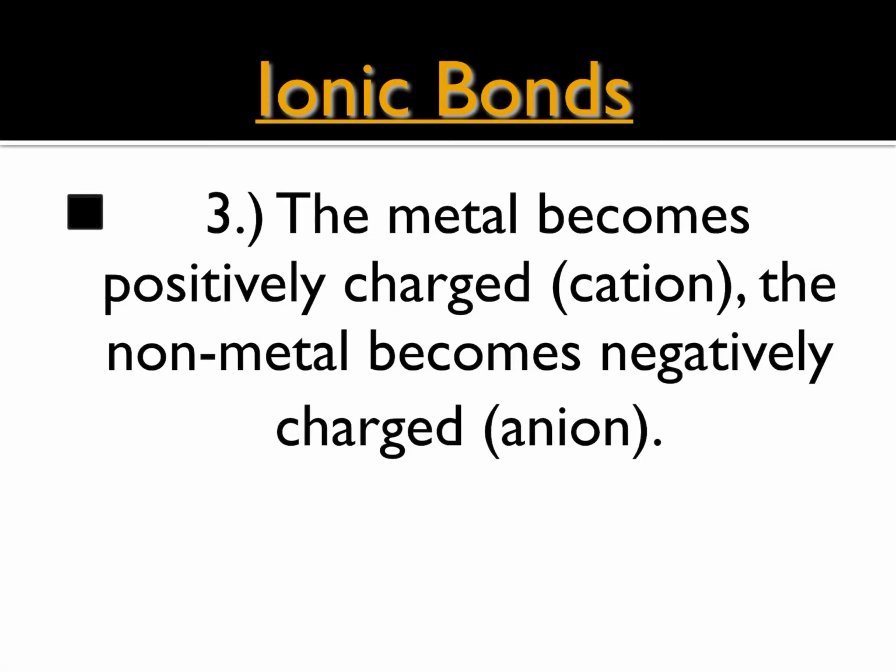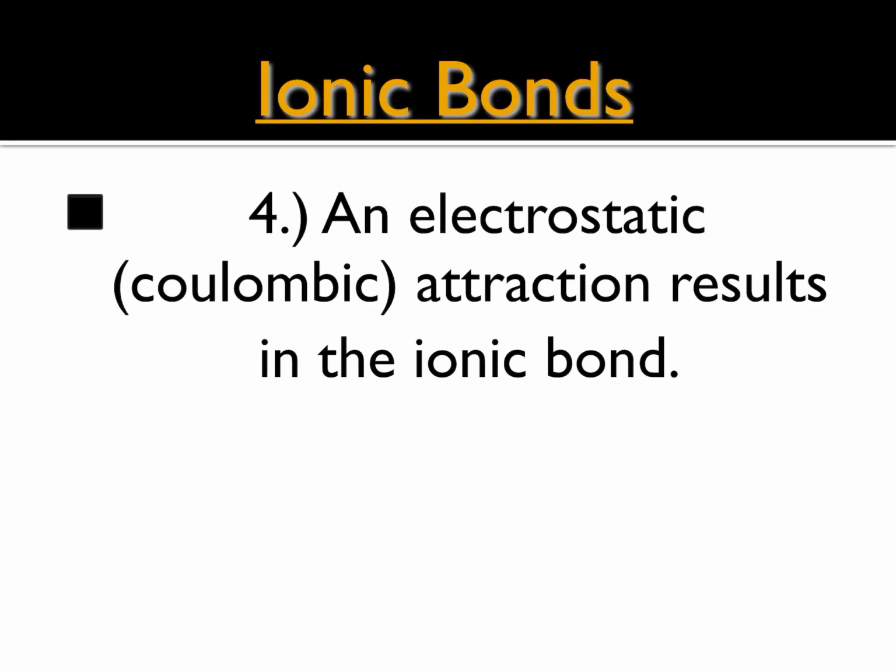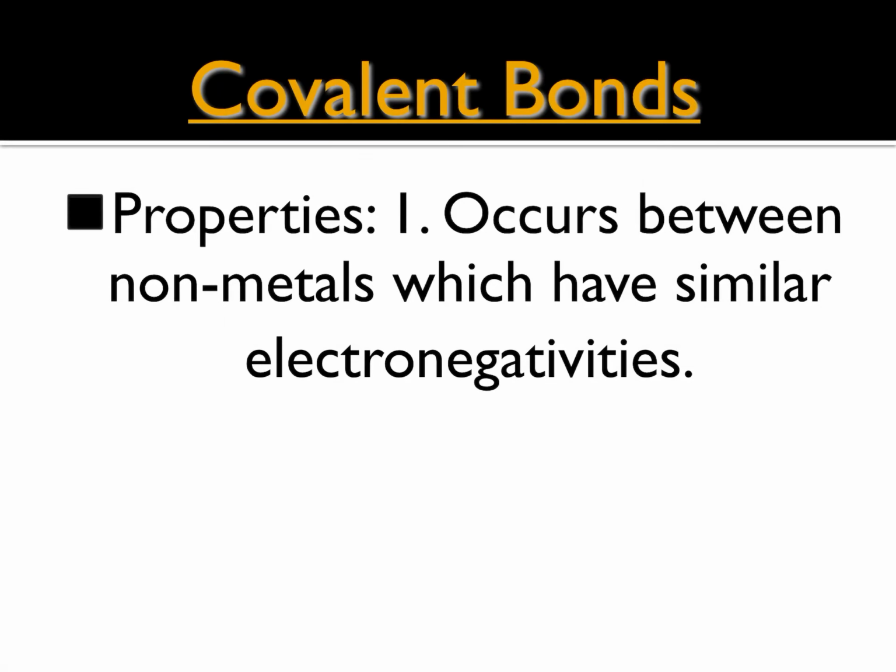The metal is the positive, which we call a cation. The non-metal is the anion. Positive and negative creates the bond, coulombic attraction. All right, properties of covalent.